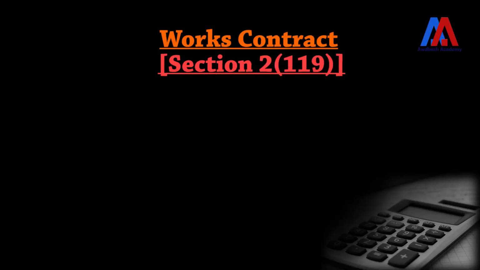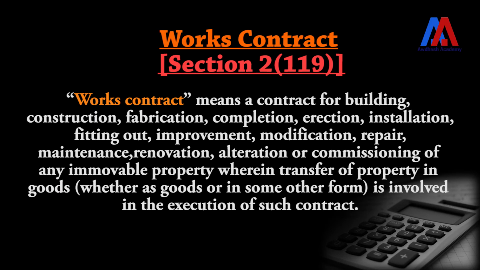Now let us understand a very important definition, and that is the definition of works contract. The works contract means a contract for building, construction, fabrication, completion, erection, installation, fitting out, improvement, modification, repair, maintenance, renovation, alteration or commissioning of any immovable property wherein the transfer of property in goods, whether as goods or in some other form, is involved in the execution of such contract.